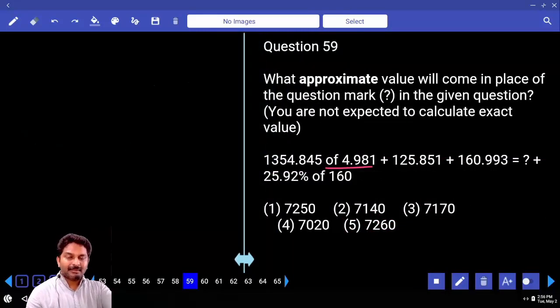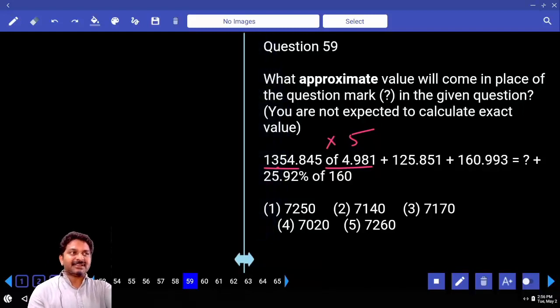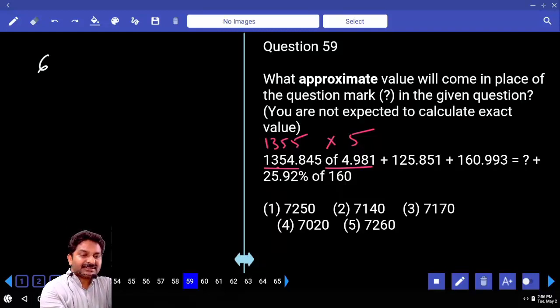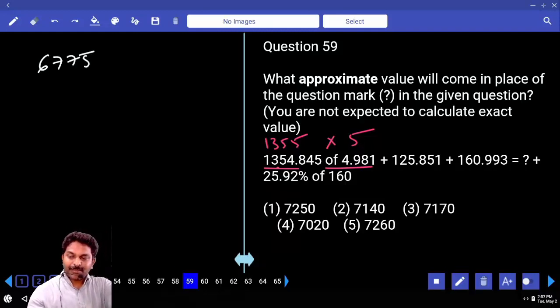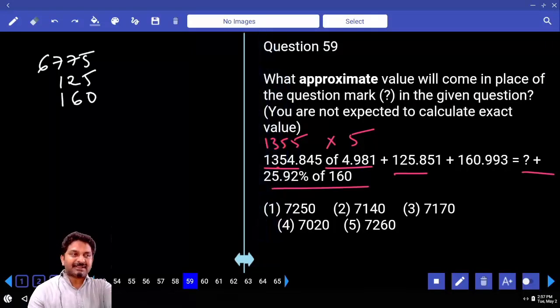Half meaning multiplication. How many times? 5 times. Take 10 times of this number. 1355, 10 times, 13,550. 5 times in the sense half of that number. 6, 7, 7, 5. Plus 125 plus 160 is equal to x plus 25% of this number.